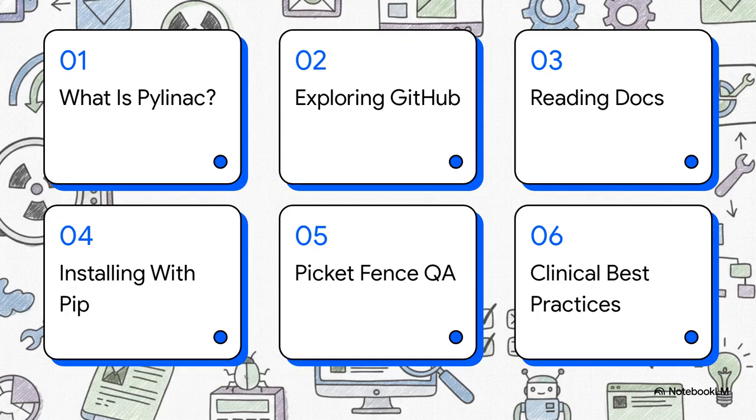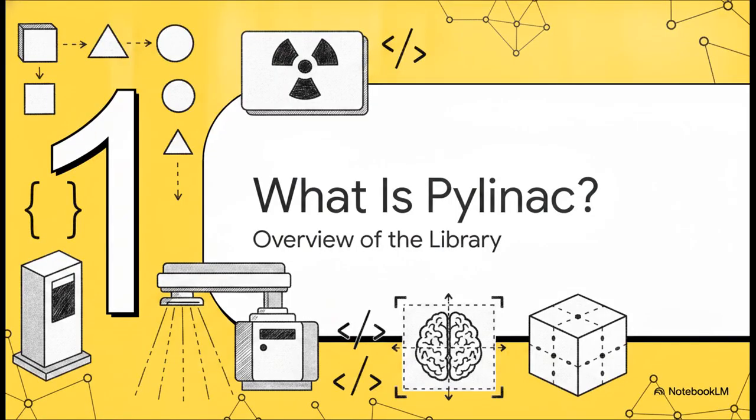Let's take a quick look at our roadmap for today's explainer. We're going to cover what is Pylinac, exploring GitHub, reading the documentation, installing with pip, running a Picket Fence QA example, and finally, some clinical best practices. Alrighty, jumping right into section 1.